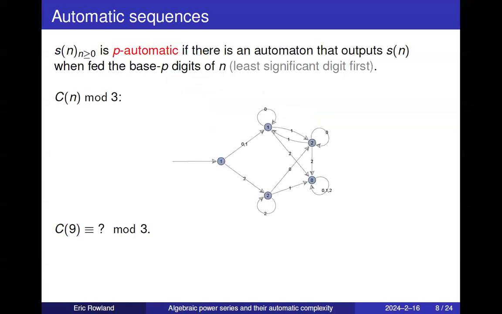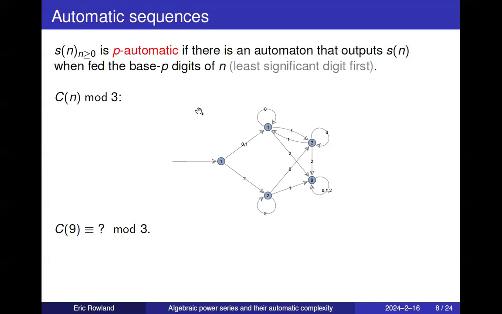There's another description of the Catalan numbers modulo 3, and this is basically the main definition of the talk: a sequence is P-automatic if there's an automaton, and this is a picture of an automaton, that spits out the nth term when you feed in the base P digits of n. In this talk, we're going to feed in the base P digits of n starting with the least significant digit. That's just a convention. If you wanted to start with the most significant digit, you get the same class of sequences. So it doesn't really matter which reading direction you pick.